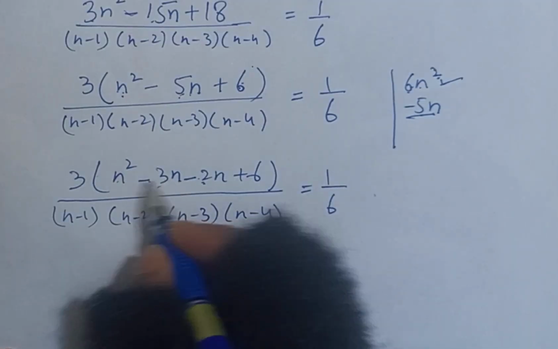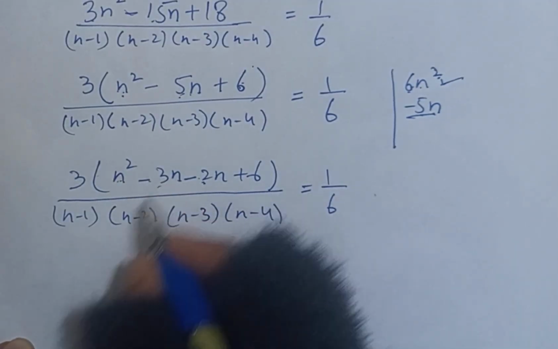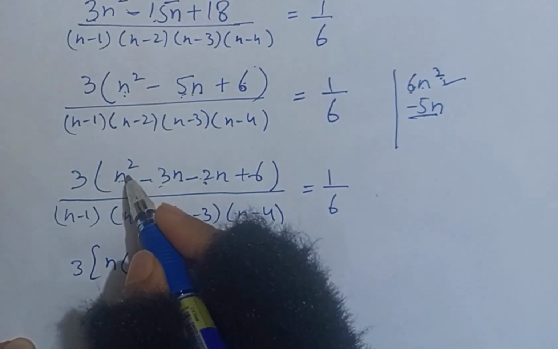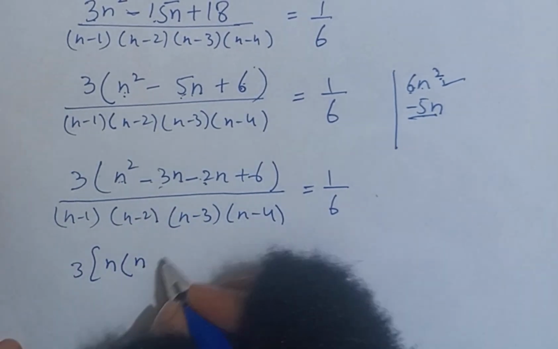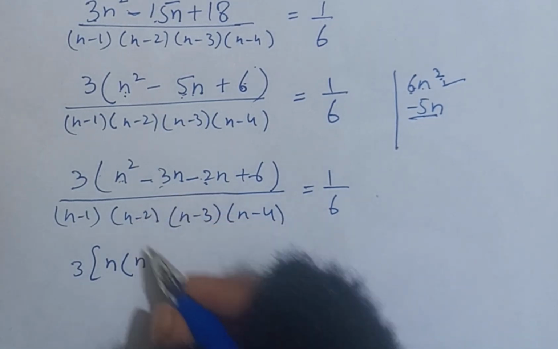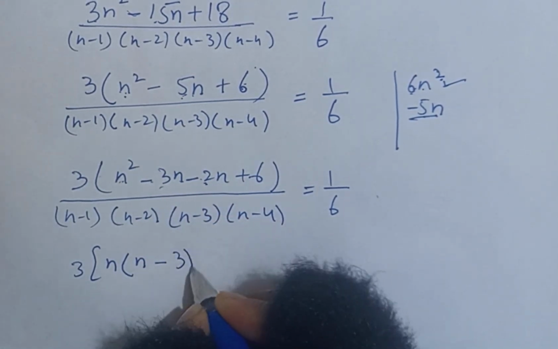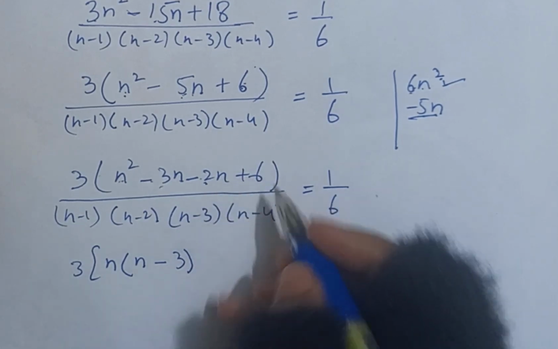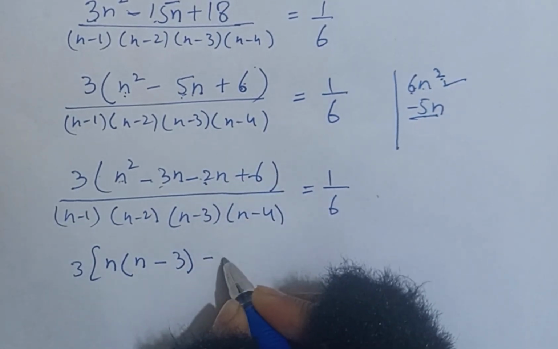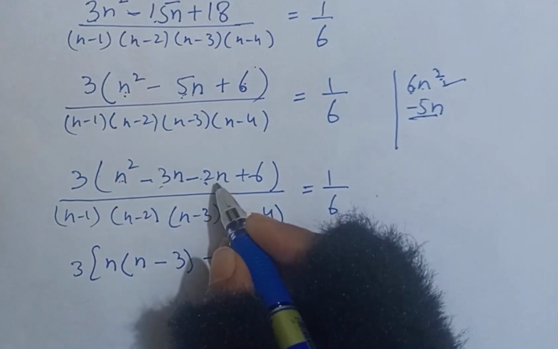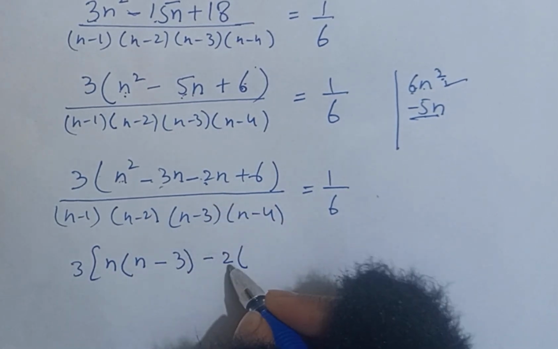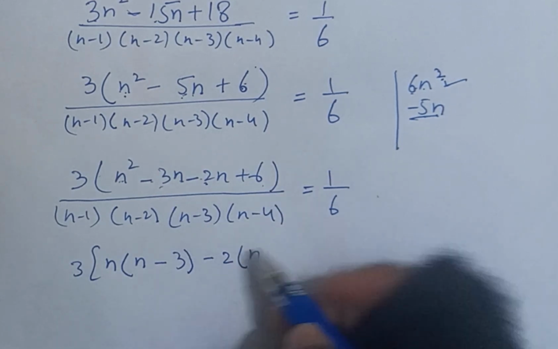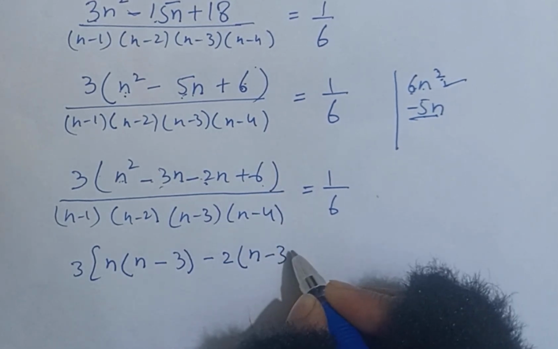Now look at these two terms, n is involved in these two terms, so we take n common. Divide n² by n, we get n. Minus, divide 3n by n, we get 3. And look at these two terms, 2 is involved, so we factor out minus 2. Divide 2n by minus 2, we get n. Divide plus 6 by minus 2, we get minus 3.